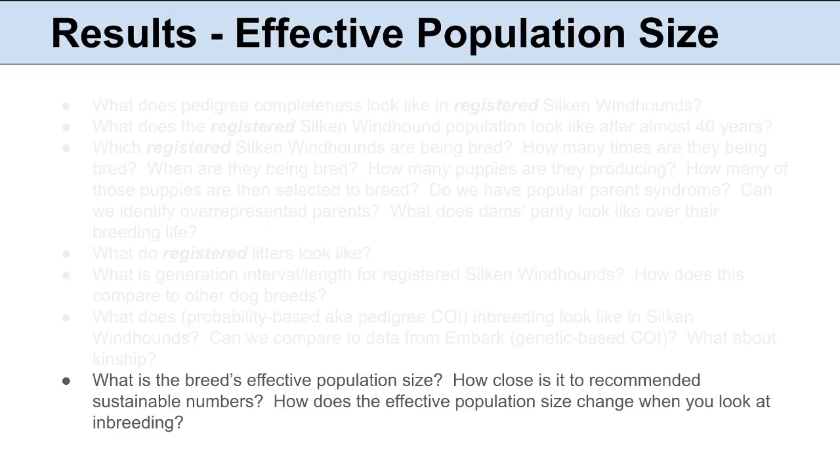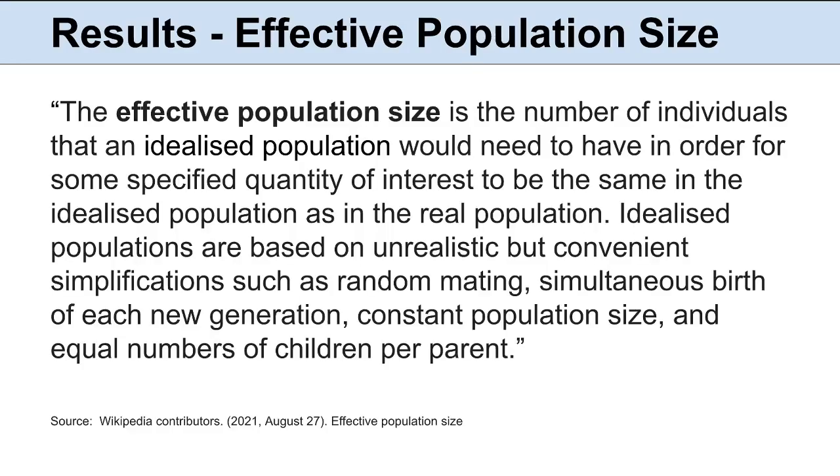And now that we've gotten through everything else, we can address effective population size. So what is it? How close is it to the recommended sustainable numbers? And how does the effective population size change when you look at inbreeding? This is pulled straight from Wikipedia because they can explain it a little bit better than I can. The effective population size is the number of individuals that an idealized population would need to have in order for some specified quantity of interest to be the same in the idealized population as in the real population.